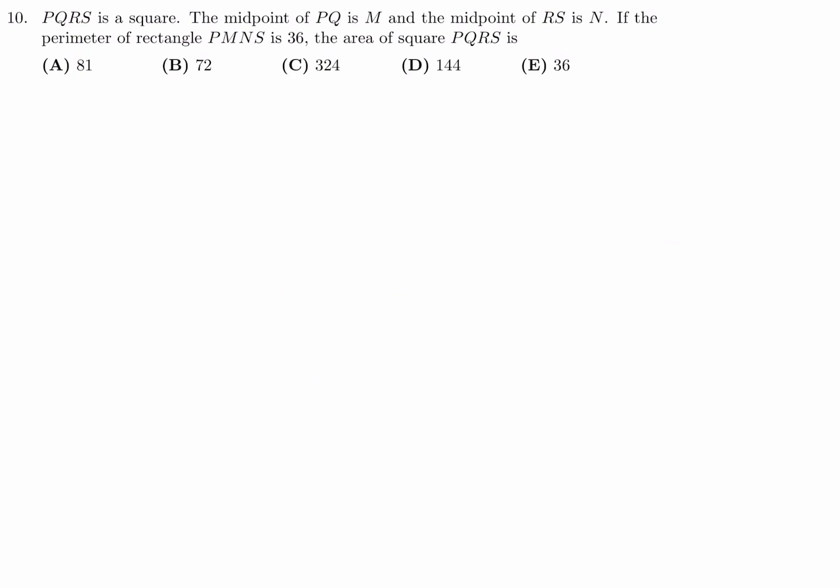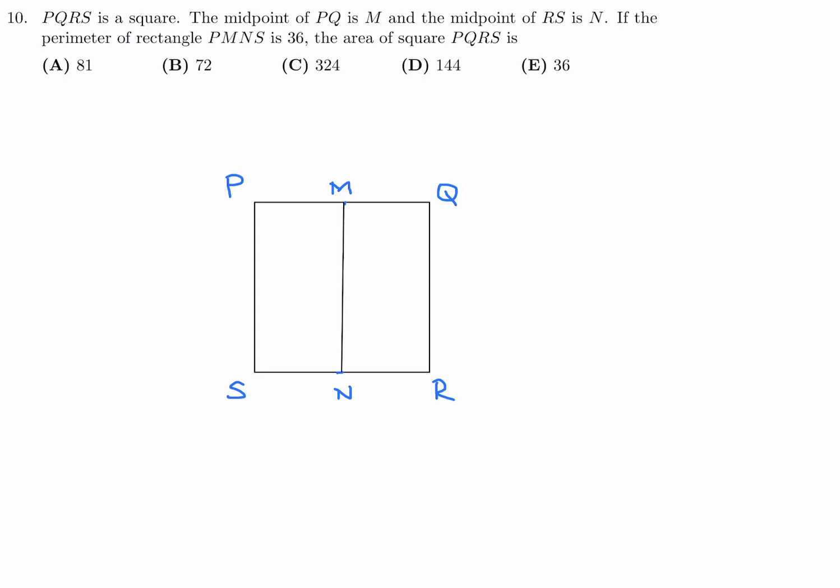PQRS is a square. The midpoint of PQ is M, and the midpoint of RS is N. If the perimeter of rectangle PMNS is 36, the area of the square PQRS is what? The midpoint of PQ is M, and the midpoint of RS is N. And now we have to figure out a few things here. So first let's join M to N. And they're saying that the perimeter of PMNS is 36.